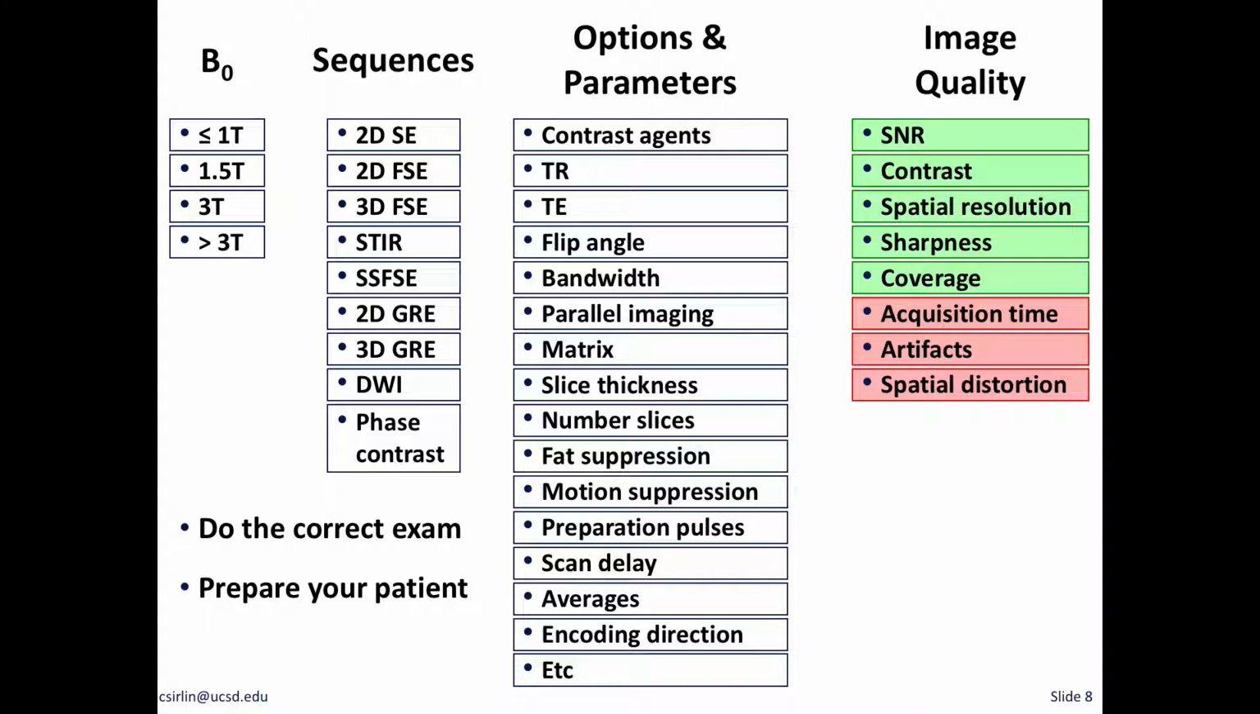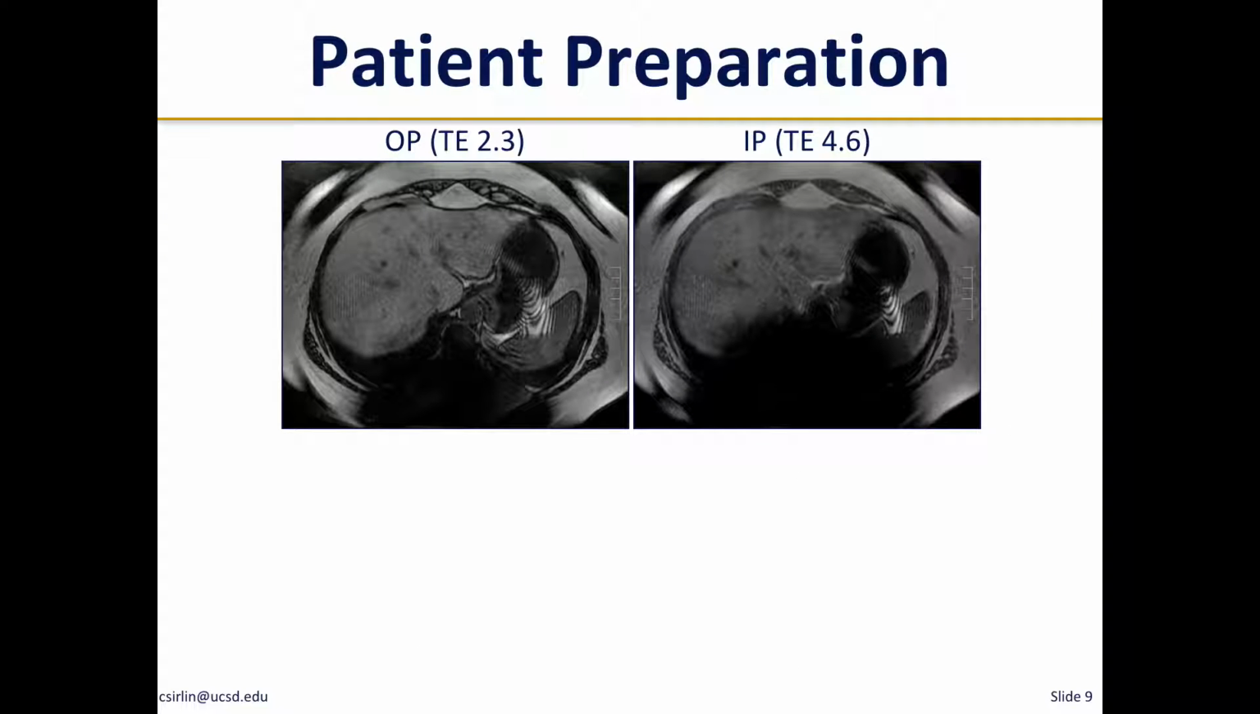Prepare your patient. Have you or the technologist explain to the patient what they're going to experience. Go over some breathing instructions, etc. Because again, 95% of MRI is not all the details. It's doing the right exam, it's preparing your patient, and it's positioning your patient and the coils. So let's just go over a couple of these real bread and butter things before we dive into the details.